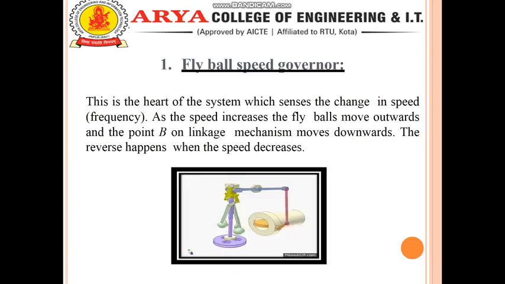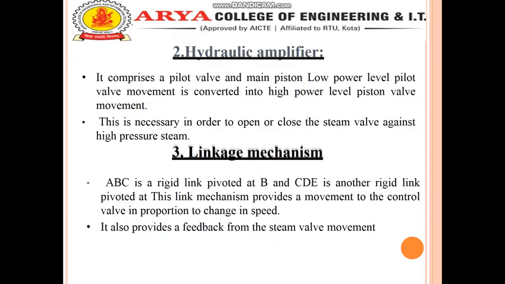Flyball speed governor. This is the heart of the system, which senses the change in the speed or frequency. As the speed increases, the fly balls move outward and point B on the linkage mechanism moves downward. The reverse happens when speed decreases.